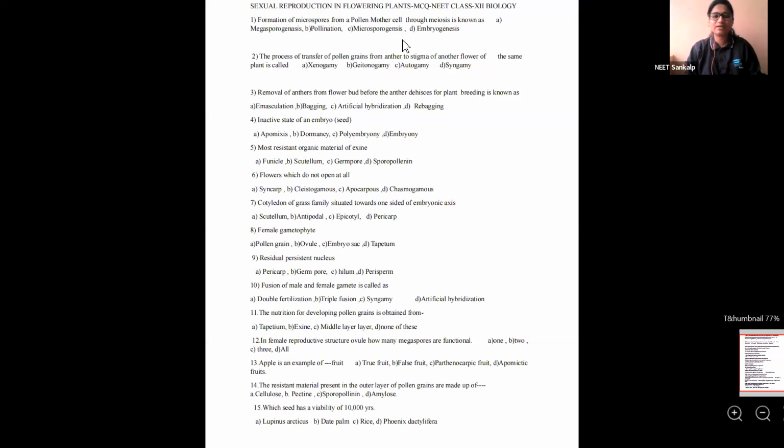Let us proceed with the second question, girls. The process of transfer of pollen grains from anther to stigma. I repeat, from anthers to stigma. Don't answer until I complete the question completely. Once I read the options, then you answer, please. So the process of transfer of pollen grains from anther to stigma of another flower of the same plant. One day plant in another flower, anther goes and pollinates, that type is called as: option A, xenogamy; option B, geitonogamy; option C, autogamy; option D, syngamy.